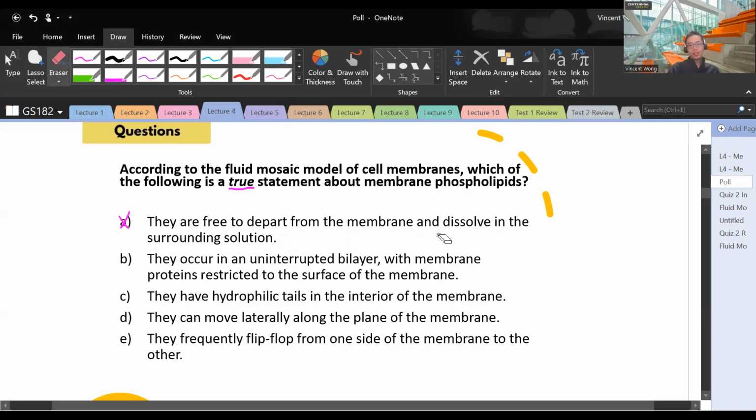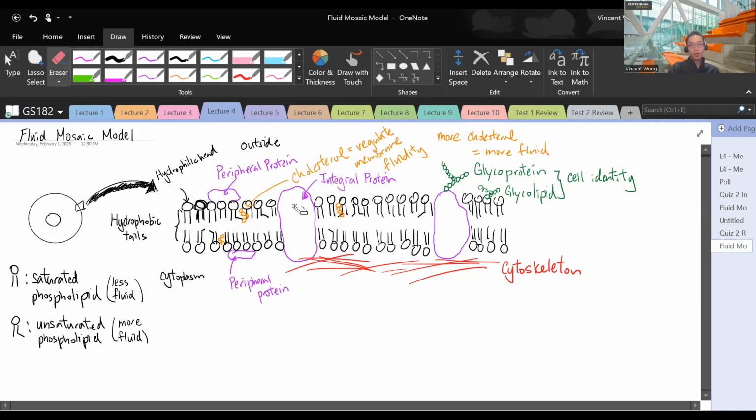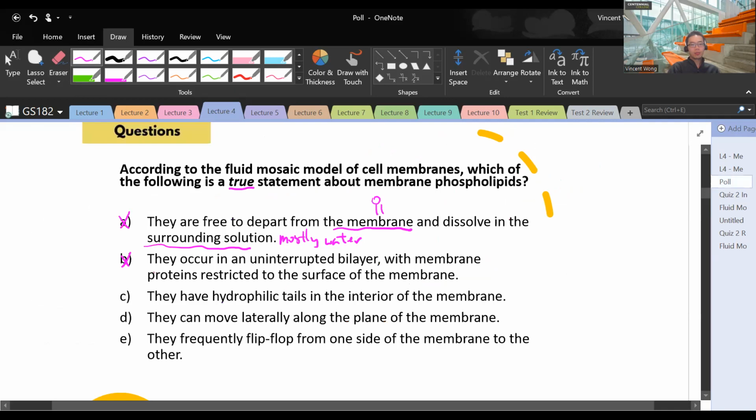And another reason why you know this is not true is because the membrane is made up of the phospholipids and the surrounding solution is mostly water, right? Mostly water. So things that are lipid and water, they don't mix together. So it's impossible for your membrane to just dissolve in the environment, okay? They occur in an uninterrupted bilayer with membrane proteins restricted to the surface of the membrane. That's not true either, because if you look at our fluid mosaic model, they are not just at the top. They could go all the way through, or they could be at the inside, at the bottom, so to speak, right? It doesn't have to be on one single side. So that is not true.